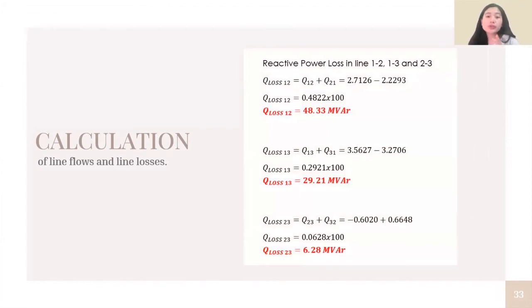So for our line 1, 2, that's 48.33 Mvar. Okay, so our line 1, 3 is 29.21 Mvar. For our loss in 2, 3 is 6.28 Mvar. So unlike dun sa ating real power loss in line 1, 2, 1, 3, and 2, 3 is that wala, that's very ideal for real power. So sa reactive power natin, meron tayong na-achieve na losses which is consecutively 48.33, 29.21, and 6.28 in megavar. Okay?